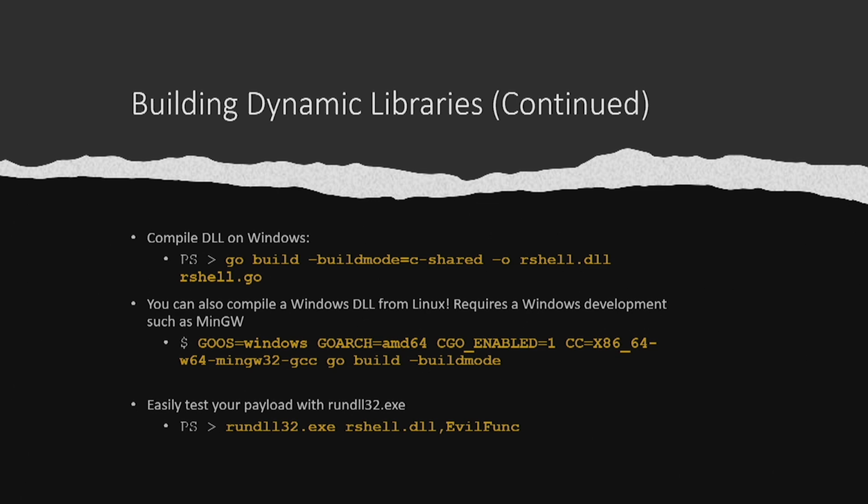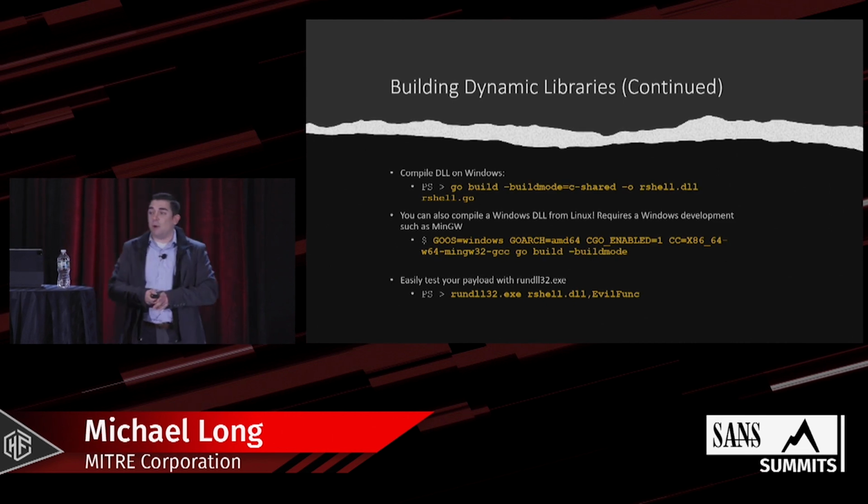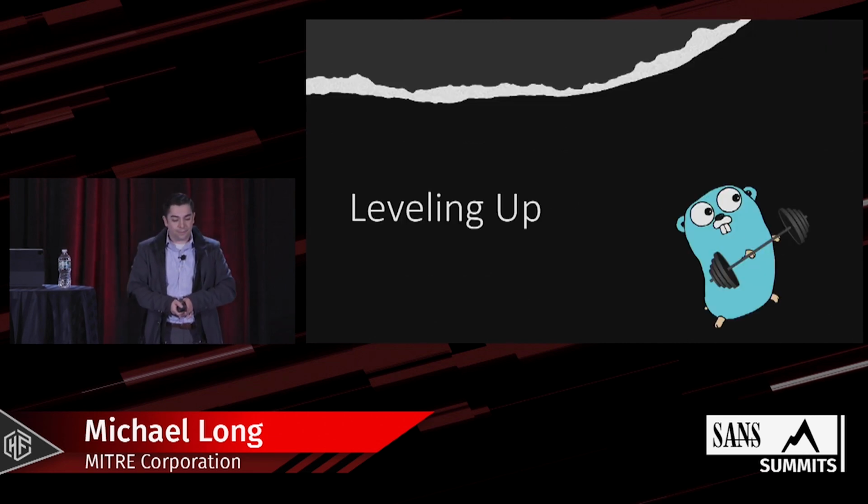But besides that, when you want to build a DLL, you basically just give it the build option of C shared. The resulting file will be something like rshell.dll. If you want to test it, the easiest way is to use something like rundll32, pointing at your DLL file, and then tell it which function you want to invoke while you're testing. You can also do that operationally. I've done that as well.